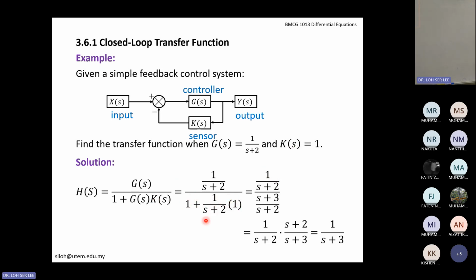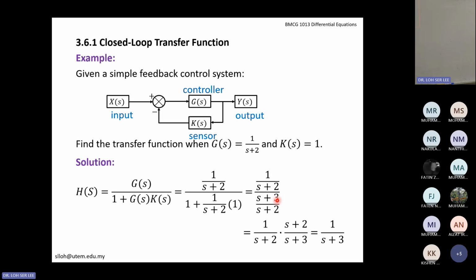To simplify this one, first we multiply this by the 1, so we have 1 over s plus 2. Then 1 plus this function: the 1 is s plus 2 over s plus 2, plus this function. That's why we get s plus 2 plus 1, which is s plus 3, right?